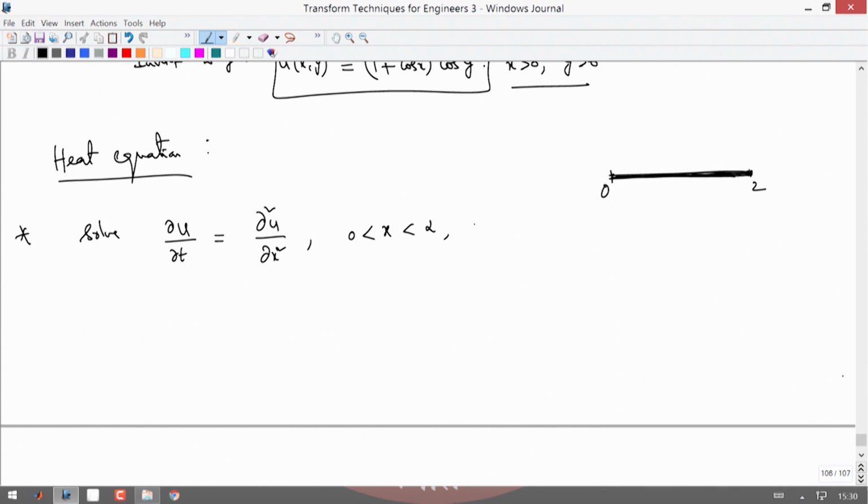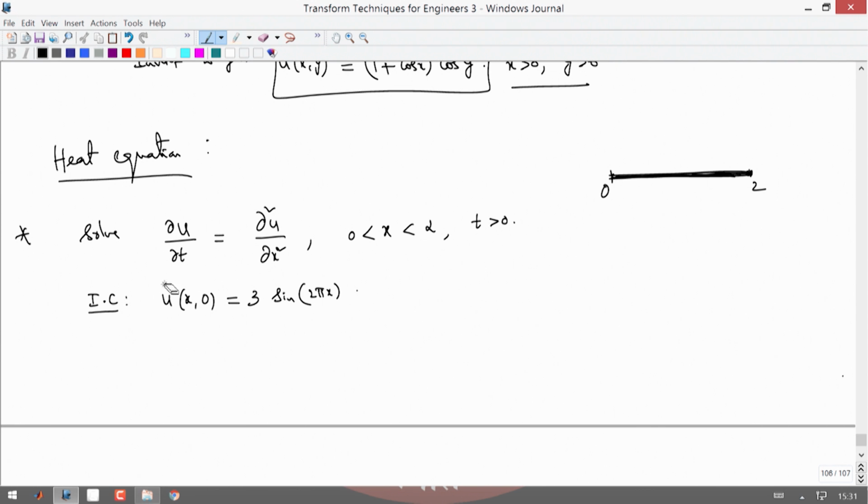Okay. So, t is the time variable, and you have u initially, at t equal to 0. Initially this rod has the temperature 3 times sin 2 pi x. So, this is the initial condition.